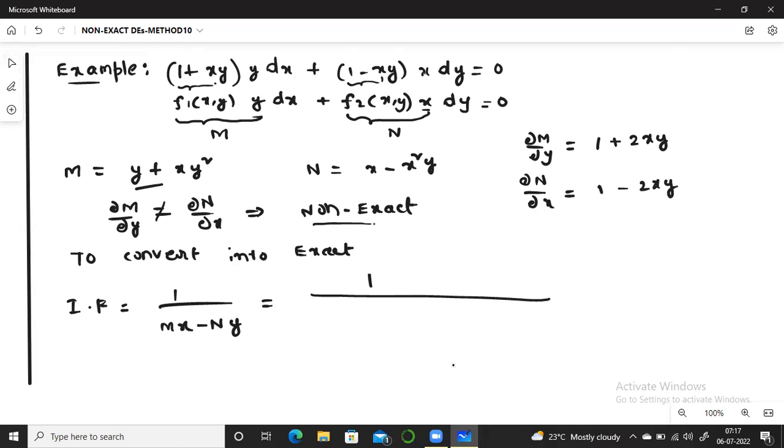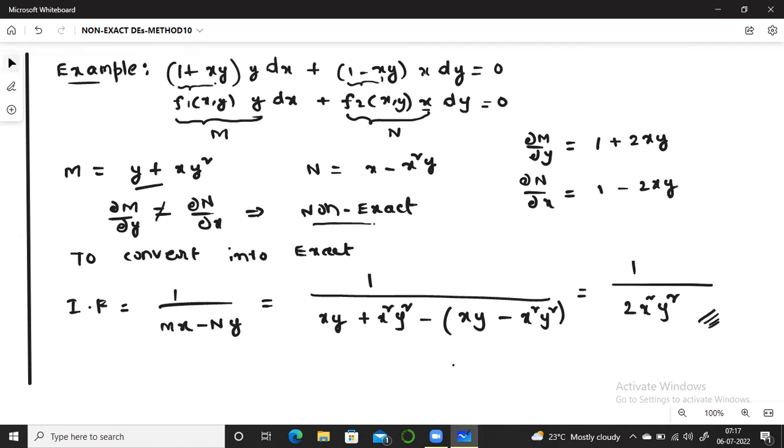So now 1 over Mx minus Ny. Mx means M multiplied by x: xy plus x squared y squared, minus Ny: xy minus x squared y squared. So 1 over, xy will be cancelled, minus minus plus, so 2x squared y squared you will get. 1 over 2x squared y squared. This is what we call the integrating factor. It means if you multiply the whole given equation with this integrating factor, your equation will become exact.